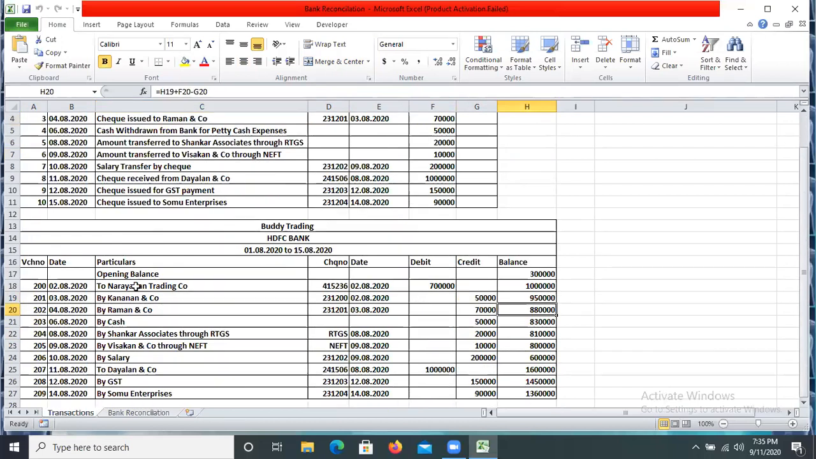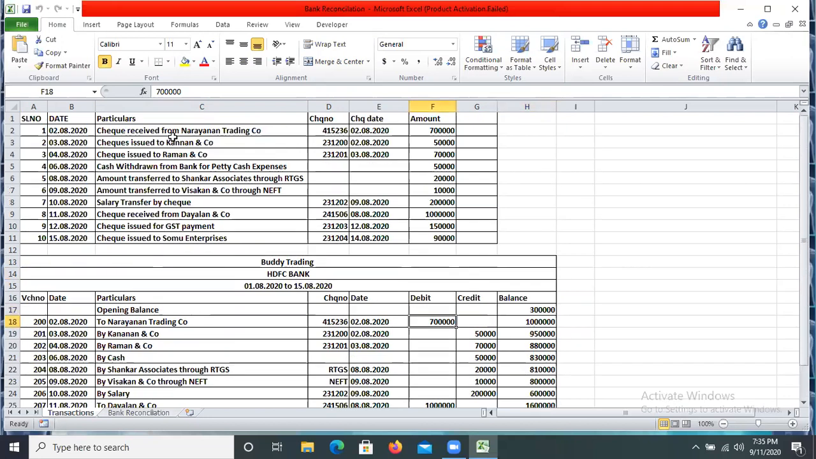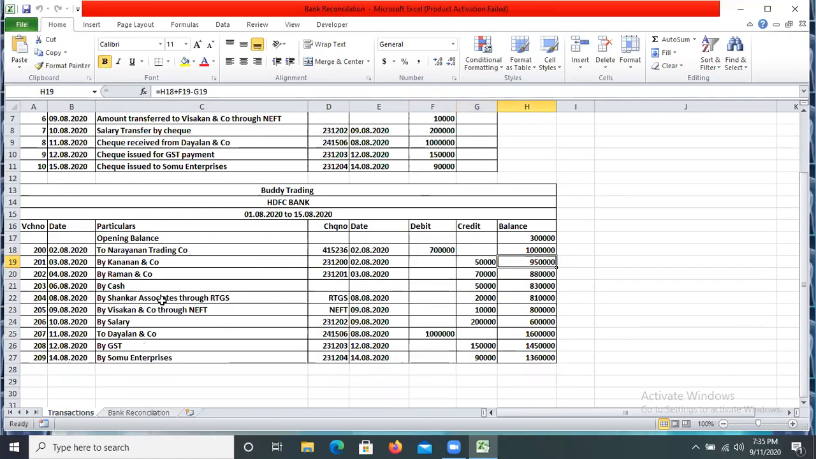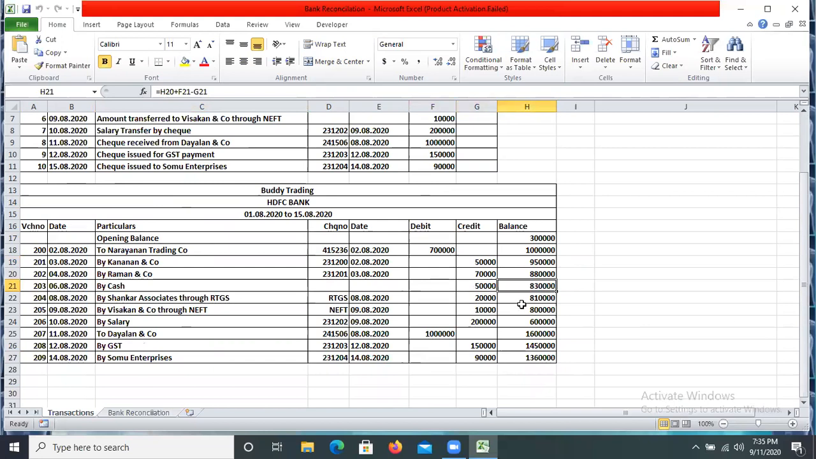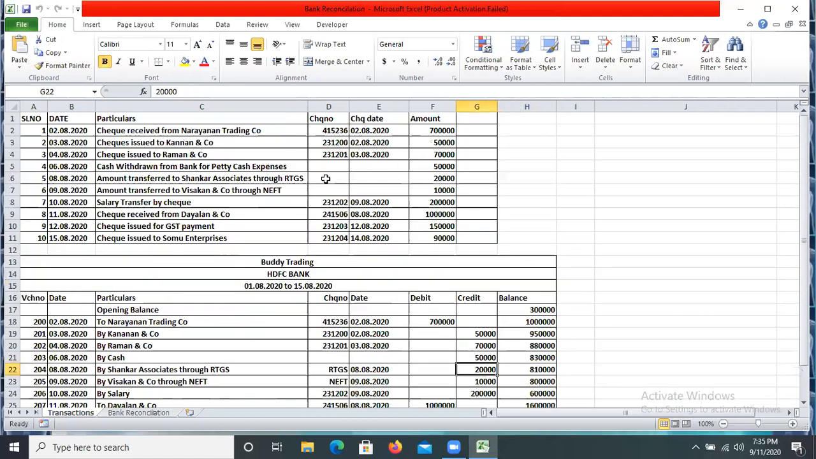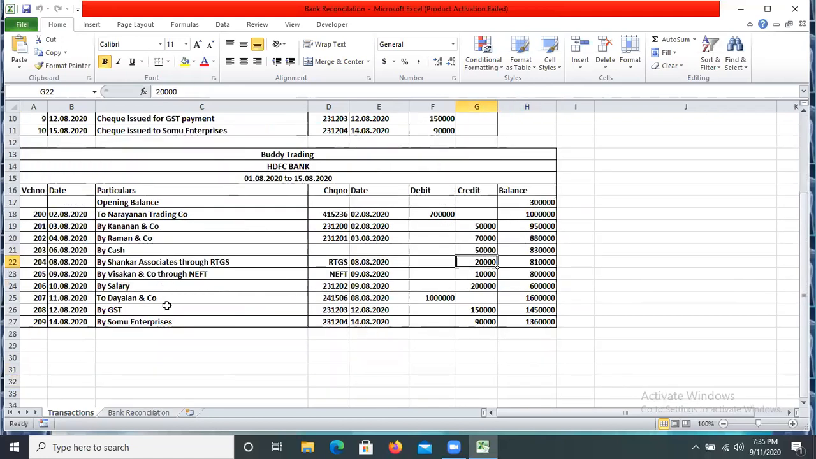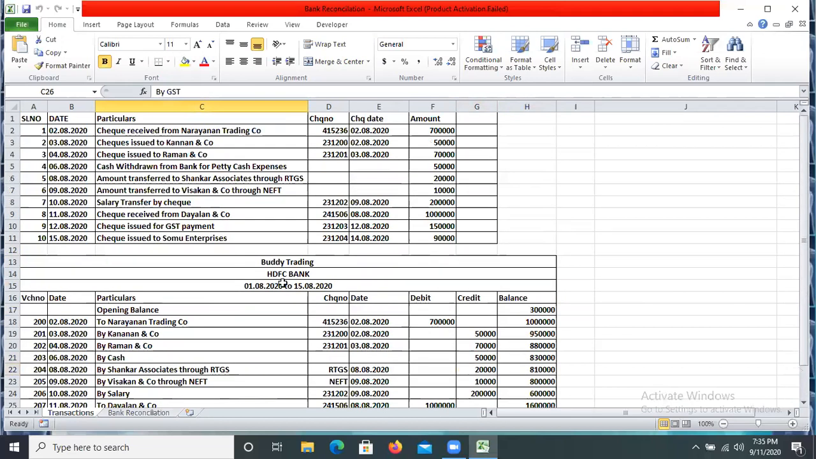So opening balance is 3 lakh, out of which from Narayan Trading Company we received 7 lakh, making 10 lakh. By Kannan, credit 50,000 issued to Kannan, it reduced to 9 lakh 50. Raman and Co., 8 lakh 80. And cash withdrawn for petty cash expenses, 50,000 rupees, so it got reduced from our bank book. By Sankar Associates, that is RTGS done. So like this, it will be accounted in the Buddy Trading books of HDFC Bank.